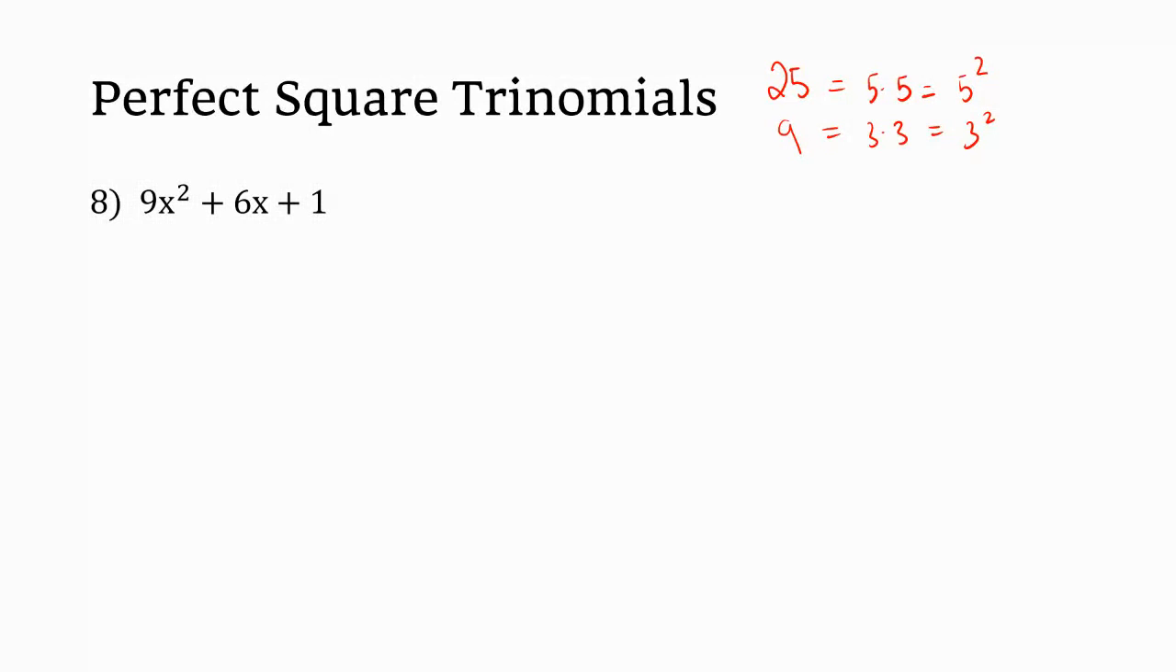So 9x squared plus 6x plus 1. If I use guess and check, 9, I've got 3x and 3x. To get 1, I've got to do 1 and 1. So you've got 3 plus 3, so they're both positive. Oh, check that out. They're the same. So I should be expressing this as 3x plus 1 quantity squared.